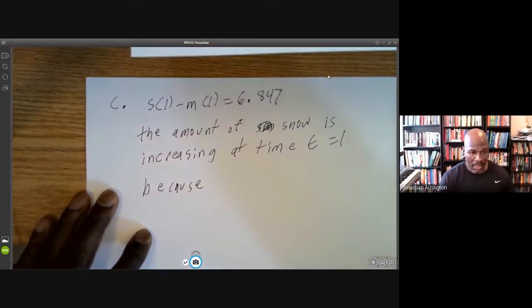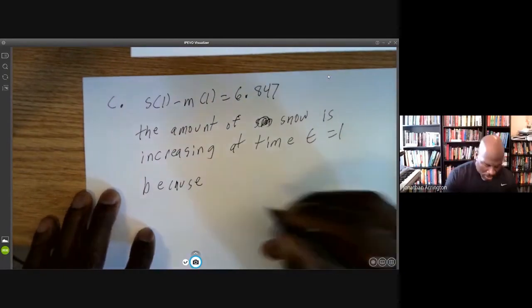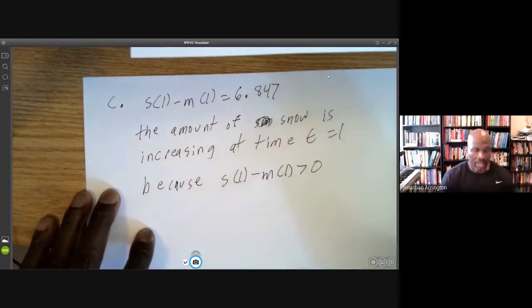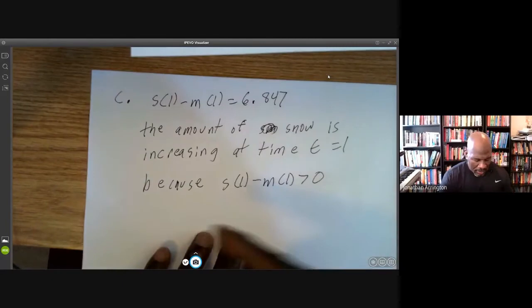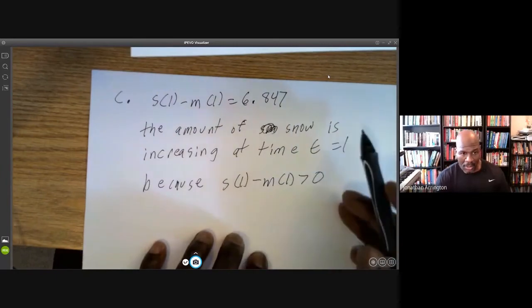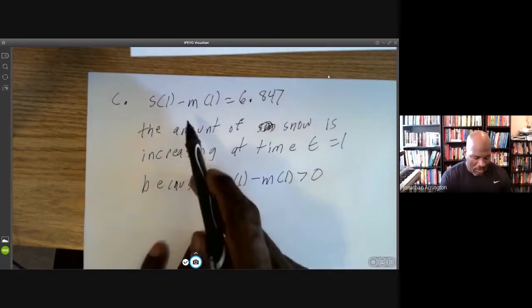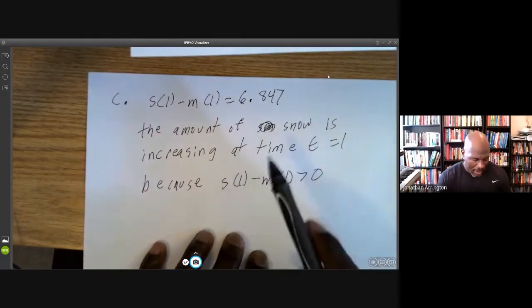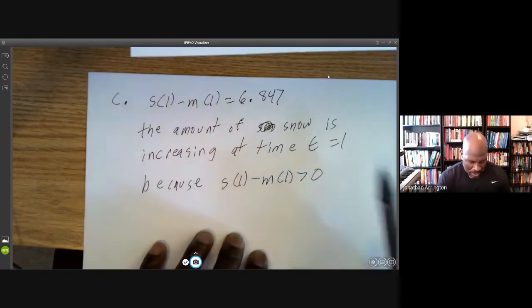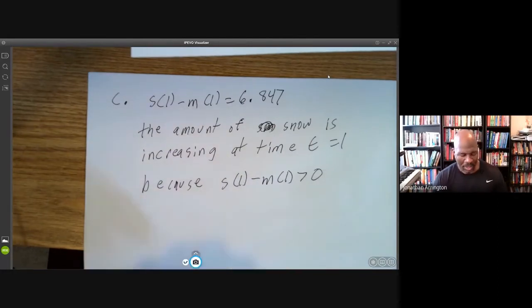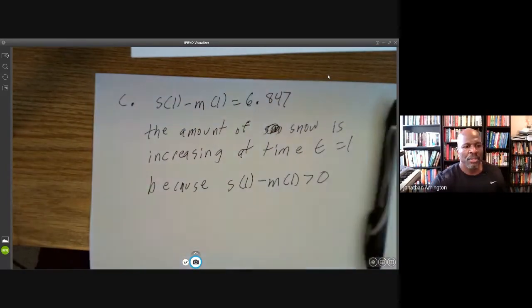the reason this is increasing is because s of 1 minus m of 1 is greater than 0. So this is the rationale. You do want to put what the value of s of 1 minus m of 1 equaled, and you do want to show you're actually calculating s of 1 minus m of 1. But if you show that, and you say whether the amount is increasing or decreasing, that's of course based on whether that value was positive or negative. So it's really all you need on that one. You see, pretty easy. So let's look at our last problem for this particular example.